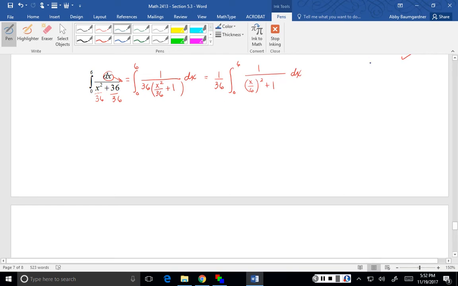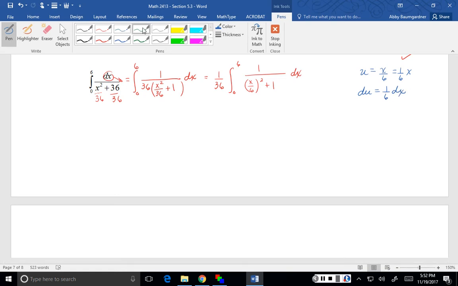So I come off to the side, and u equals x over 6, or 1/6x. So du equals 1/6 dx. I'm going to multiply both sides by the reciprocal.